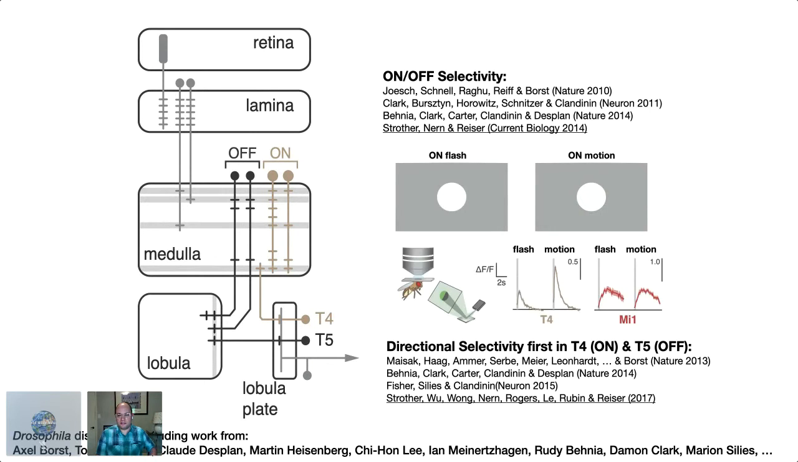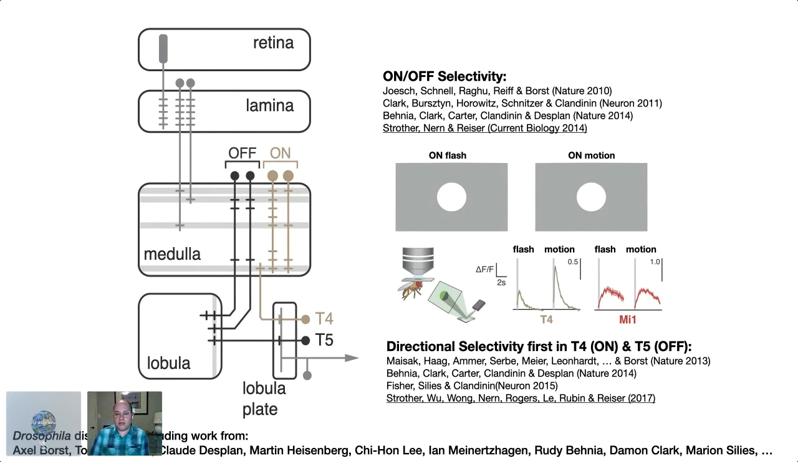And so if you express a genetically encoded calcium indicator in single cell types in the fly visual system and show the fly these visual stimuli and measure calcium responses, what you will see is that in the case of the T4 neuron, the on directionally selective neuron, you get this very strong enhancement for the motion stimulus as compared to the flash stimulus.